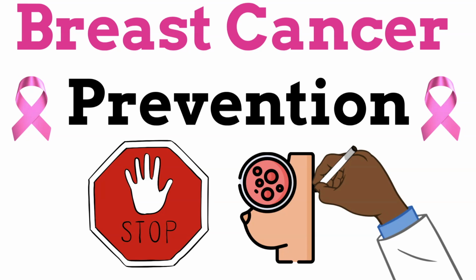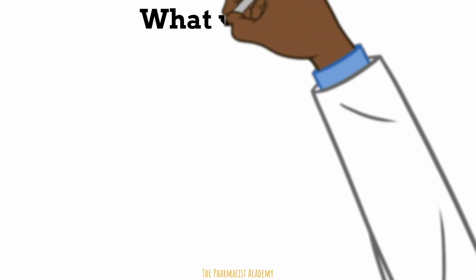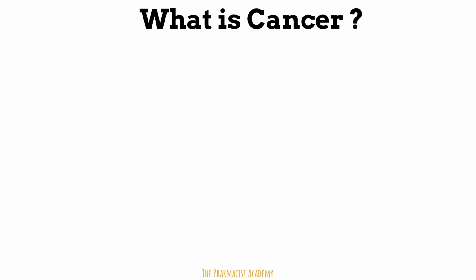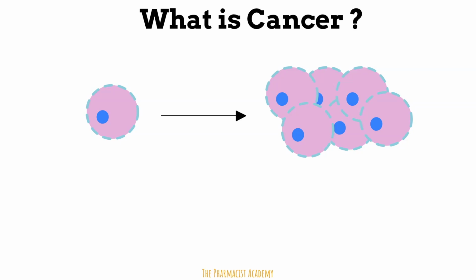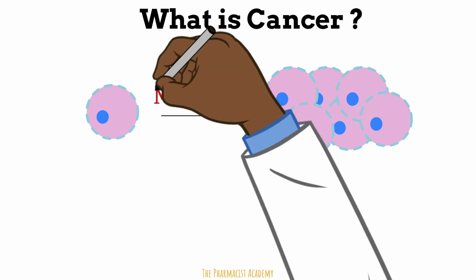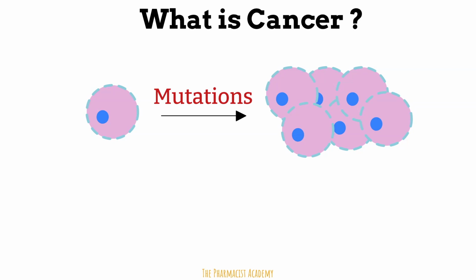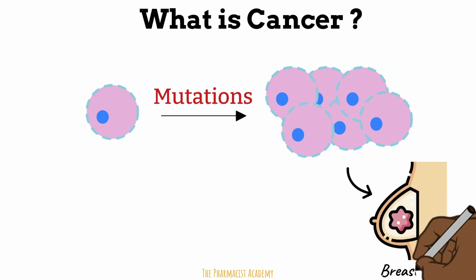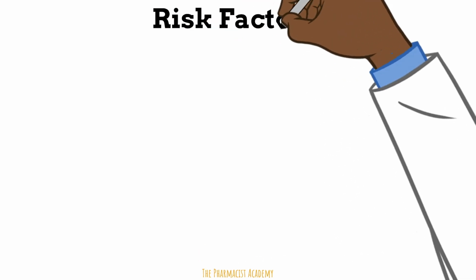Okay, so let's begin with some basic definitions to warm up. Cancer is the abnormal division of cells leading to a mass. This is usually triggered by mutations or abnormal changes in your DNA and genes. When this abnormal division of cells occurs in the breast, it's called breast cancer. Now, these mutations or abnormal changes that occur in the DNA can be caused by exposure to certain risk factors.